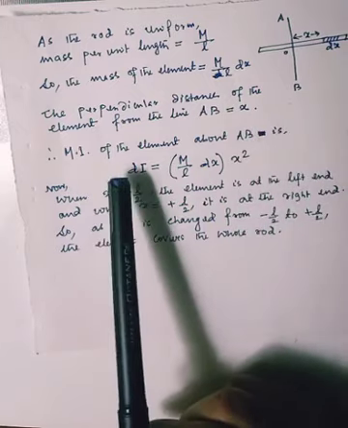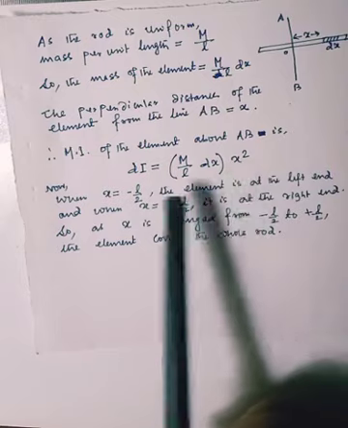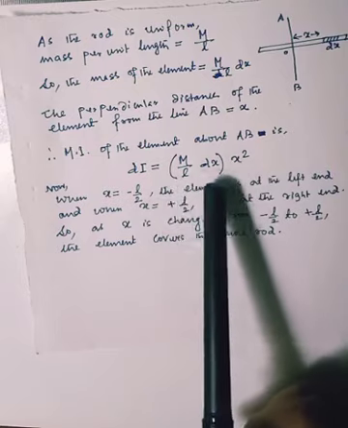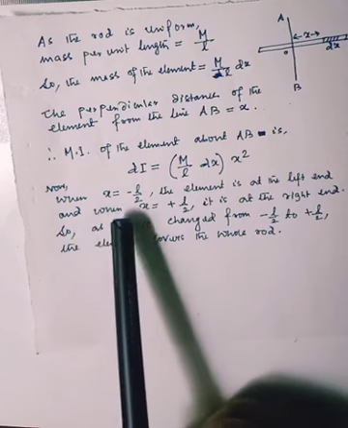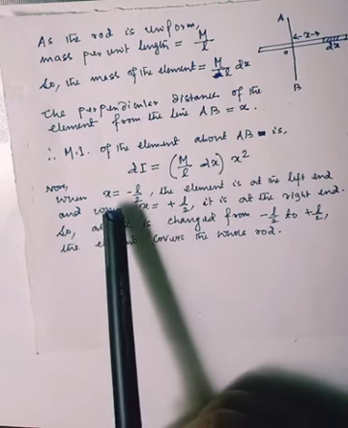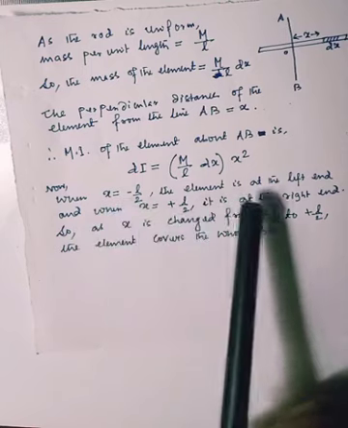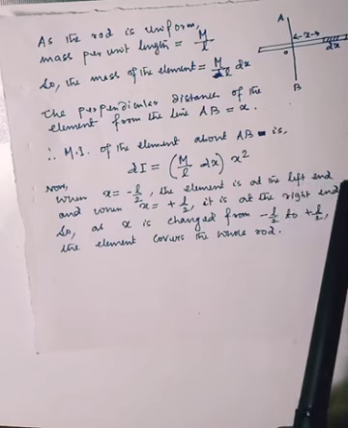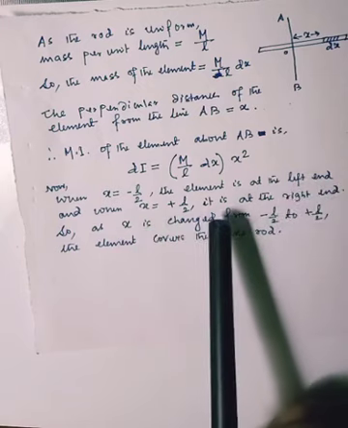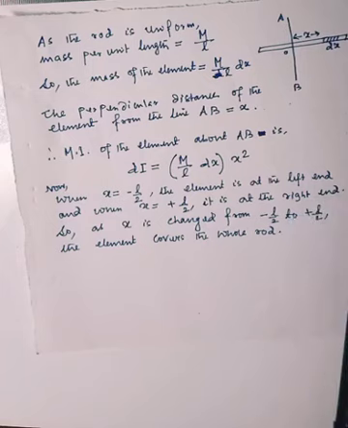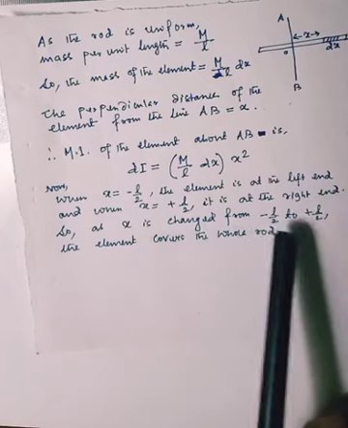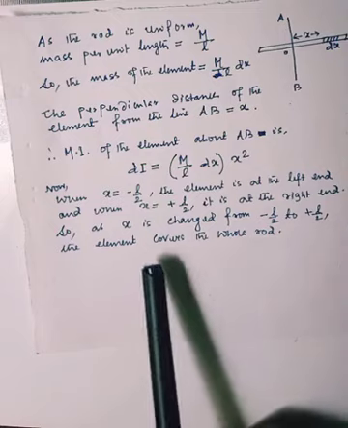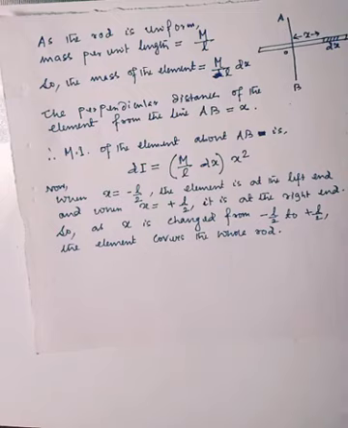Therefore, the moment of inertia of the element about AB is dI equal to M by L into dx, whole thing into x squared. Now, when x is equal to minus L by 2, the element is at the left end of the rod, and when x is equal to plus L by 2, it is at the right end of the rod. So as x is changed from minus L by 2 to plus L by 2, the element covers the whole rod.